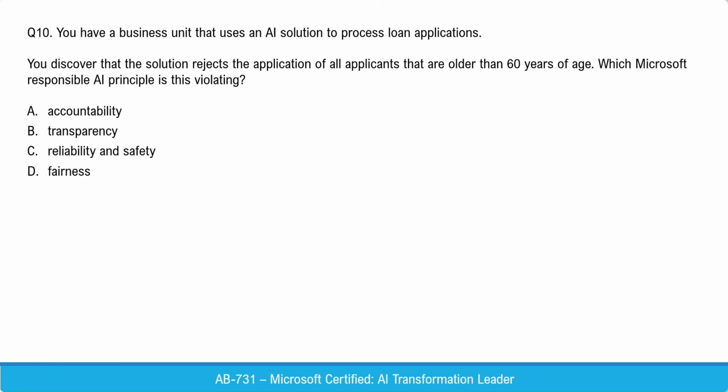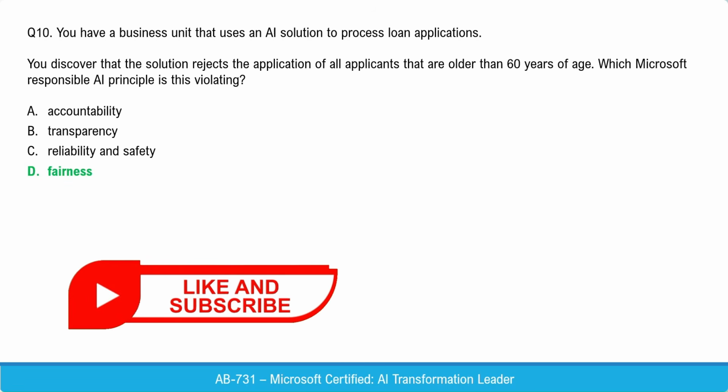Next question. You have a business that uses an AI solution to process loan applications. You discover that the solution rejects the application of all applicants that are older than 60 years of age. Which Microsoft responsible AI principle is this violating? Your options are accountability, transparency, reliability and safety, and fairness. It's an easy one. The correct answer is fairness.